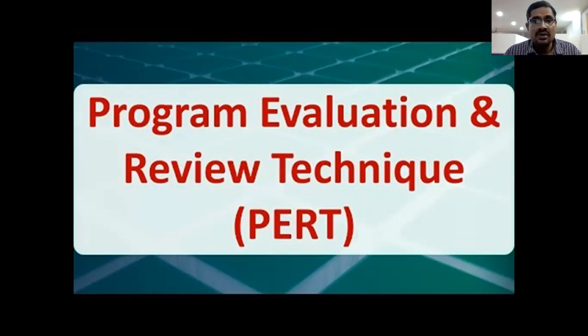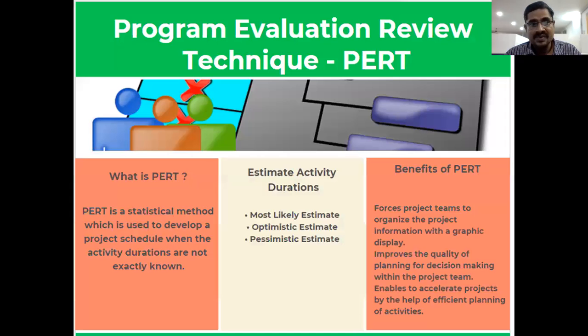Once again, I want to repeat it. When the exact time for each and every activity of a project cannot be estimated, then the project evaluation review technique will appear, right? So to find the exact time for each activity of a project, we use these three timings: optimistic time, pessimistic time, and normal time, right?